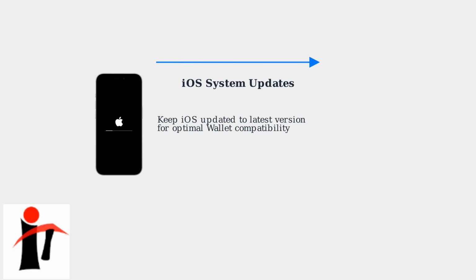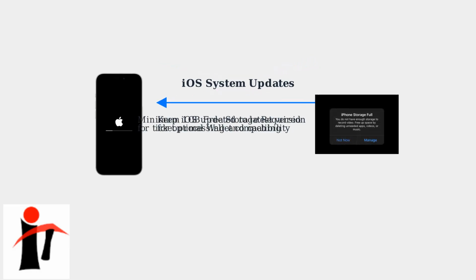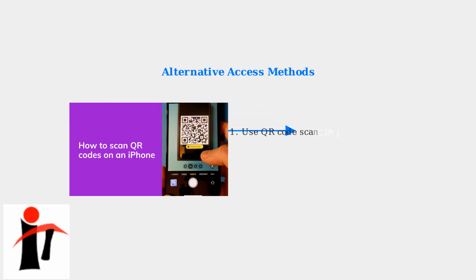The foundation starts with ensuring your device meets current requirements. Storage space is critical for ticket processing. Apple Wallet requires a minimum of 1 gigabyte of free storage to properly handle ticket downloads and processing. When direct ticket addition fails, alternative access methods provide reliable workarounds. QR code scanning offers the most universal compatibility across different ticket providers.